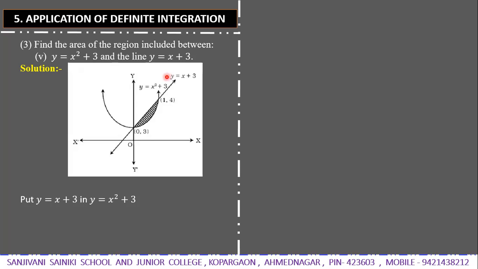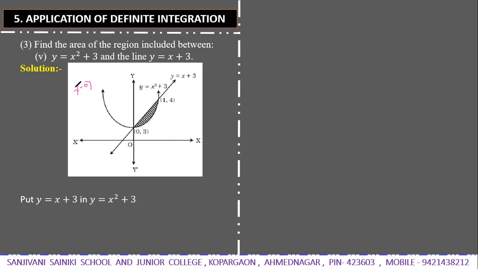One can plot this line easily, because when x is equal to 0, we get y is equal to 3. So (0, 3) is one point, and when y is equal to 0, we get x is equal to minus 3. So this is the other point, and easily one can plot this line. But to plot the graph of the function y is equal to x square plus 3 is somewhat difficult. It's not that difficult, but one can write this in a simpler form.